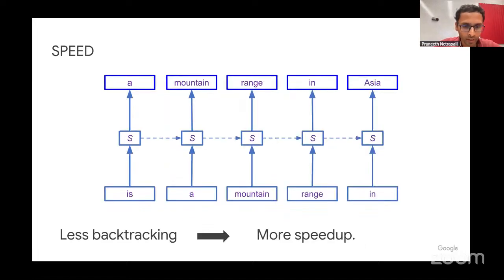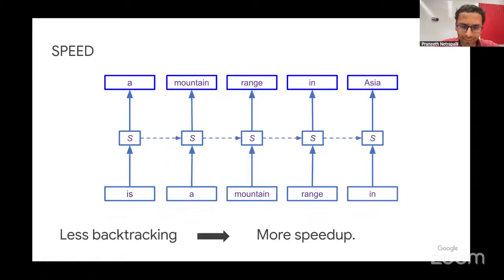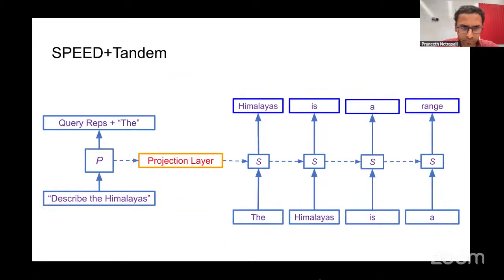Okay, so we want to be able to reduce backtracking. If we reduce backtracking, maybe all of these tokens will be accepted. So instead of accepting only 3 tokens in one step, I would have accepted 5 tokens here. As long as we are able to reduce backtracking by producing drafts which are more likely to be accepted by the primary model, we'll get more speedup.